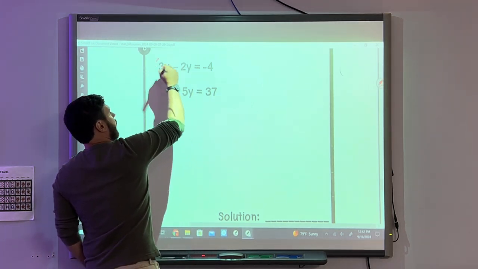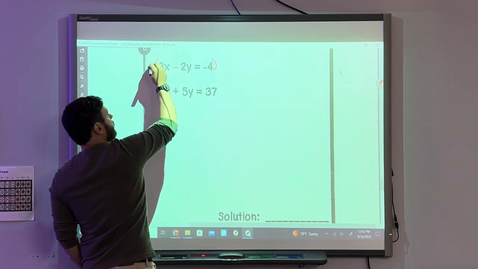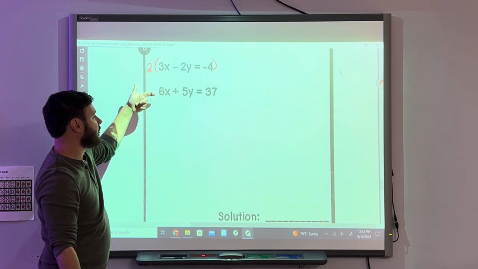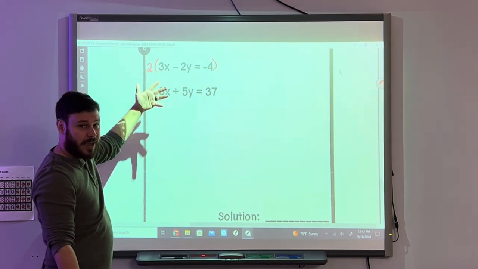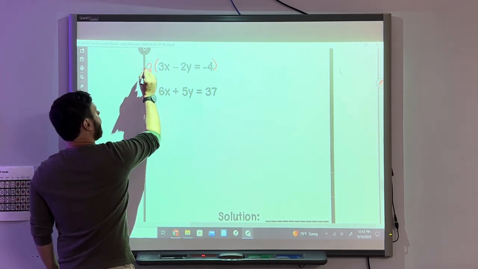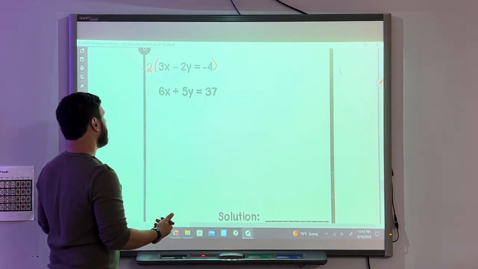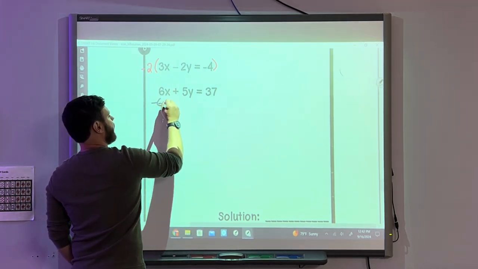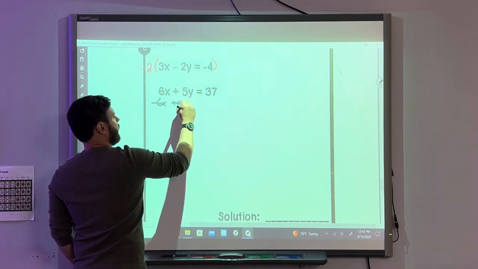So I'll take the top one, and I'll multiply it by a 2. But that will give me a +6, and I already have a positive down here. I want this to be the same number and the opposite sign. So I'll do 2 things at once, and I'll multiply the whole thing by a -2. So if I do that, -2 will give me -6x. Multiply that out, negative by negative makes positive.